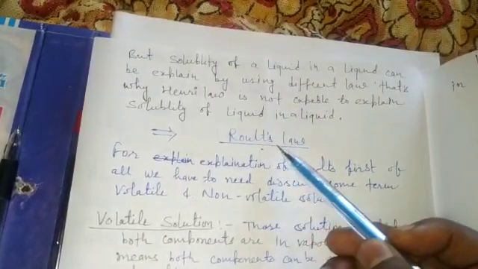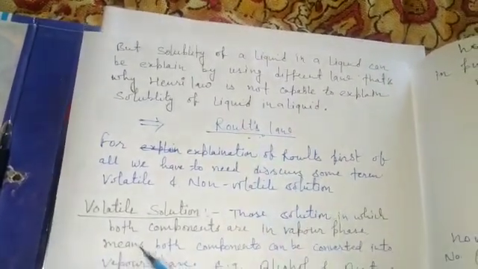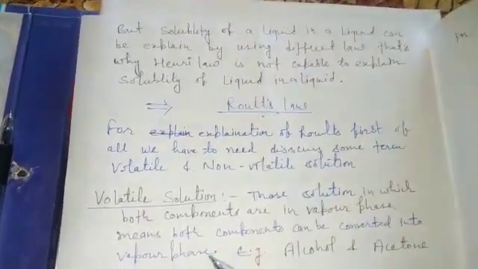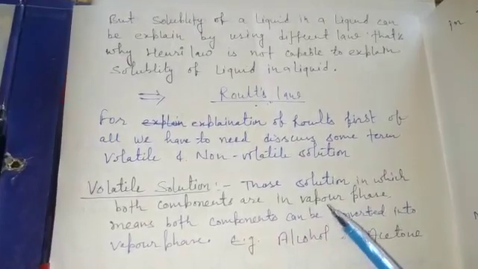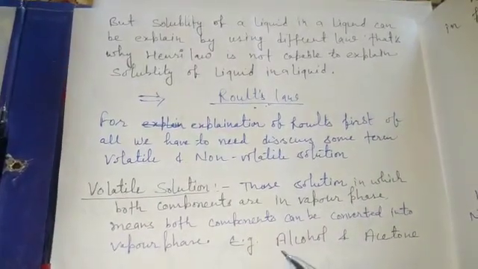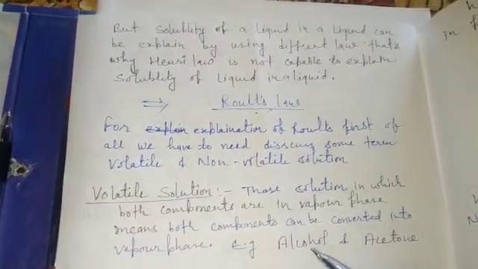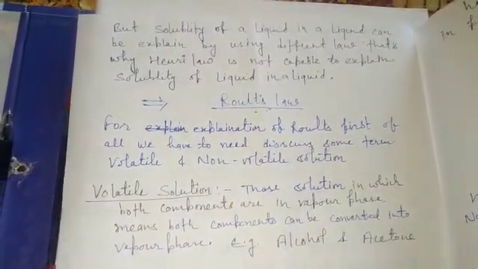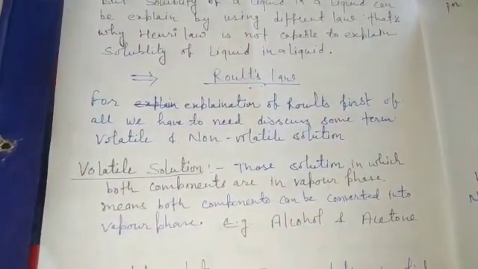But before proceeding to Raoult's law, we need to explain some terms. Means volatile and non-volatile solutions. Then what is a volatile solution? Volatile solutions are those solutions in which both components can be in the vapor phase. Means both components can be converted into the vapor phase. For example, alcohol and acetone. For example, alcohol and water.